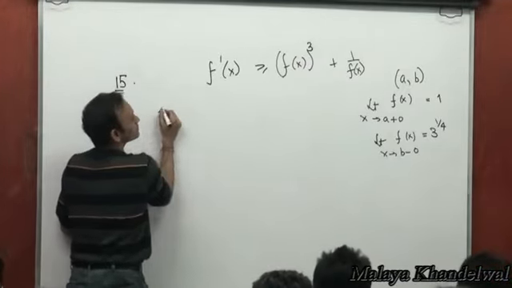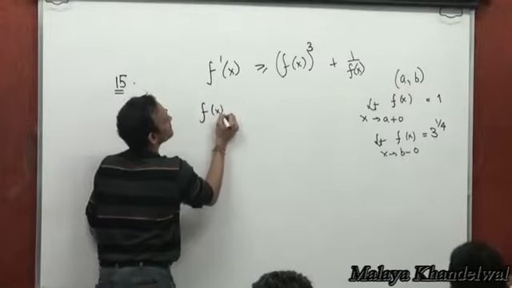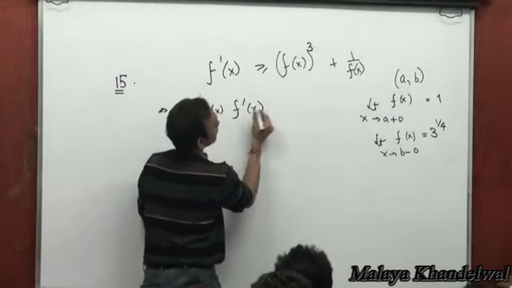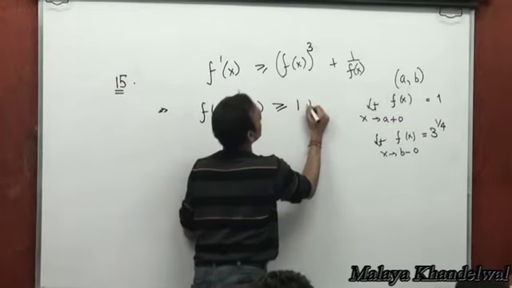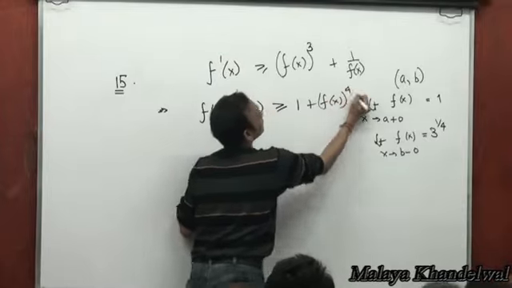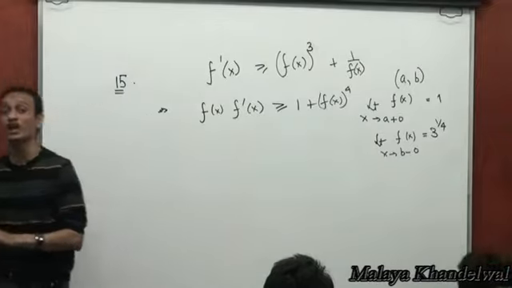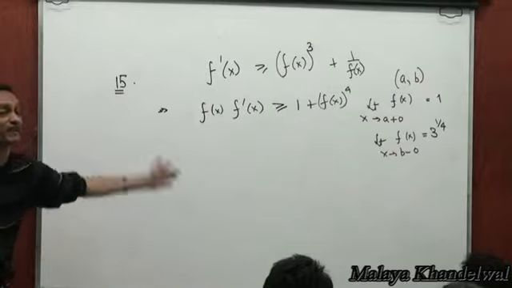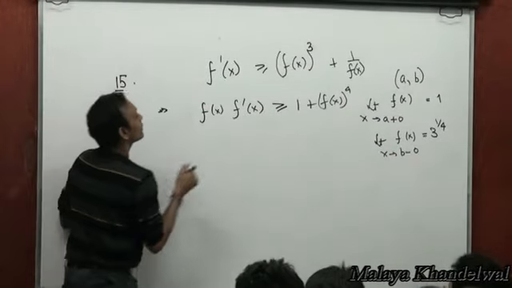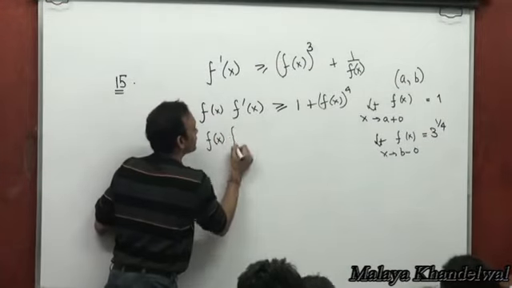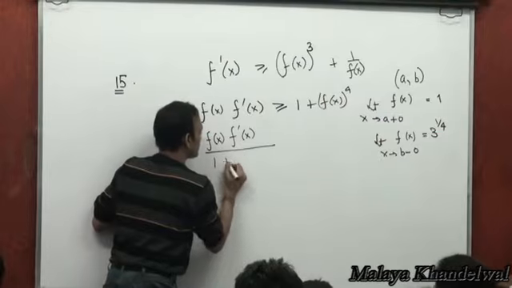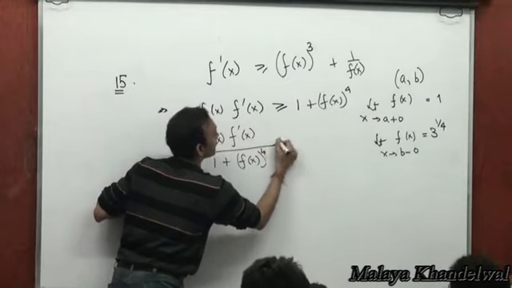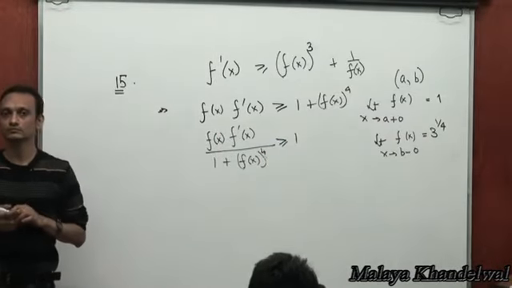Very clearly, f x into f dashed x will be greater than or equal to 1 plus f x whole to power 4, multiplying throughout by f x without changing the sign of inequality, because f x is known to be positive. So the direction of the inequality does not change on multiplying throughout by f x. Is that okay? Now, f x into f dashed x by 1 plus f x to the power 4 is greater than or equal to 1, right?